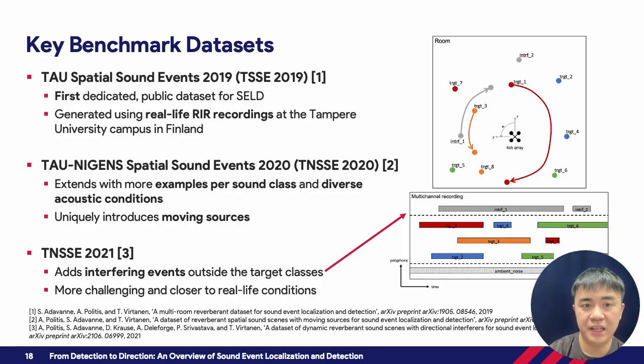In the following year, it increased the difficulty again by adding directional interfering sounds, that is, localized sounds that are present in the scene but are not part of the target class to be detected, forcing the model to become more discerning. So these were the go-to datasets for the first 3 years of the DCASE SELD challenges.